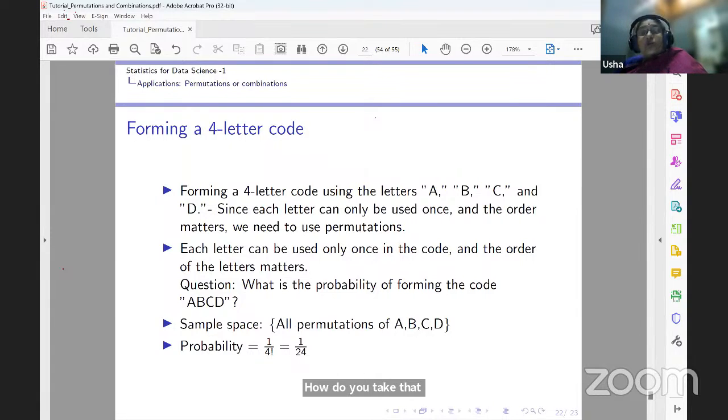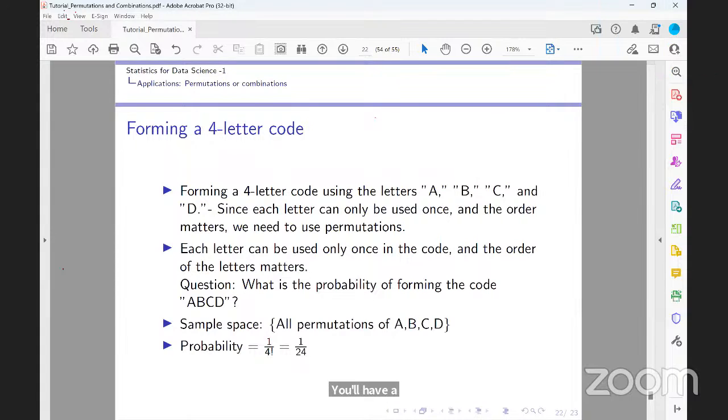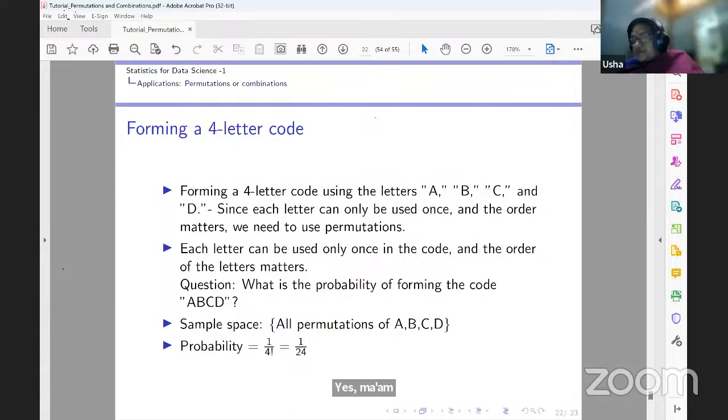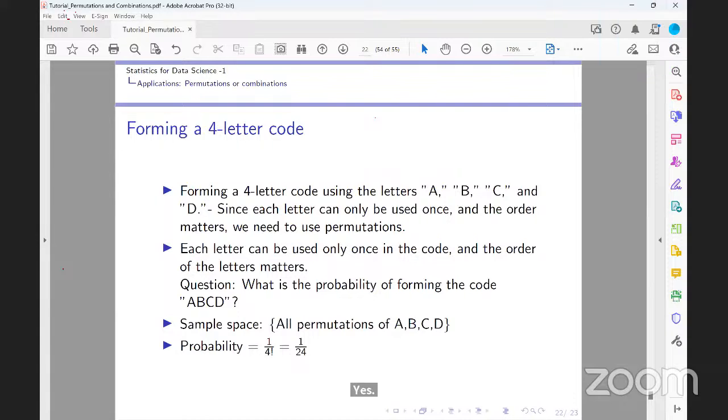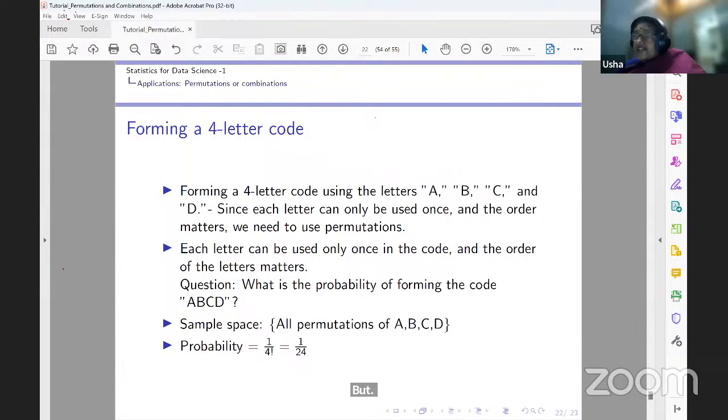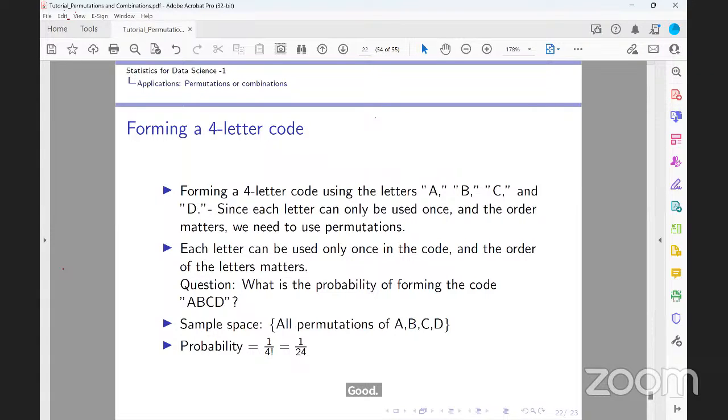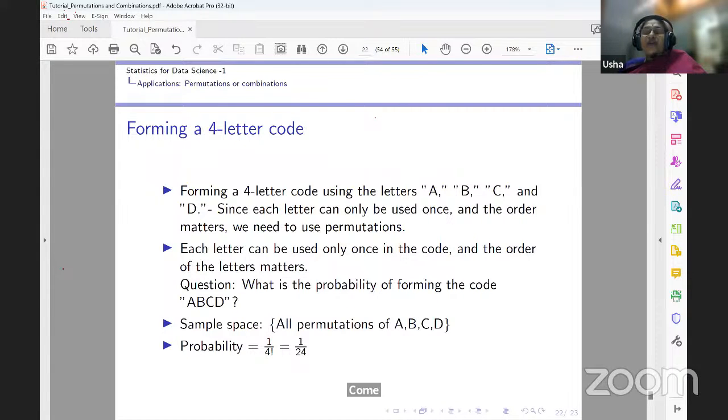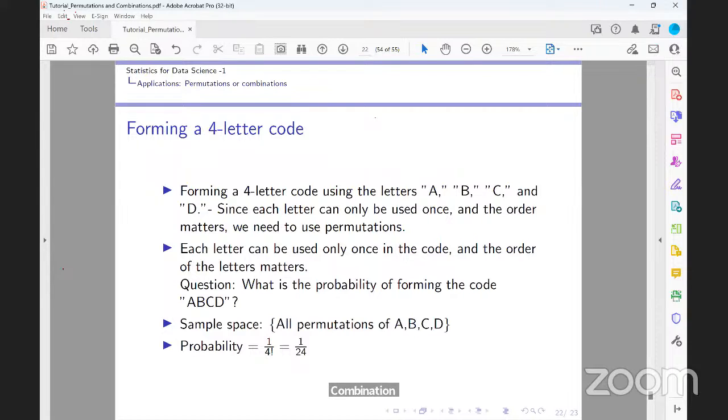I think no probability class would be complete without a card question. Picking 5 cards from a standard deck of 52 cards. Combination. Selecting 2 books from a shelf of 5 books. Combination. Arranging 2 books from a shelf. Permutation. Selecting 2 marbles from a bag of 5 marbles. Combination.